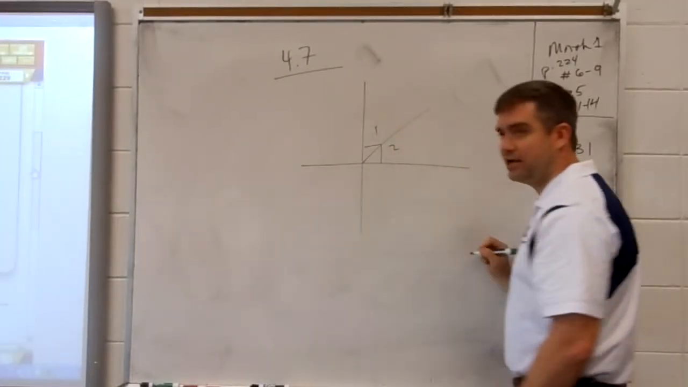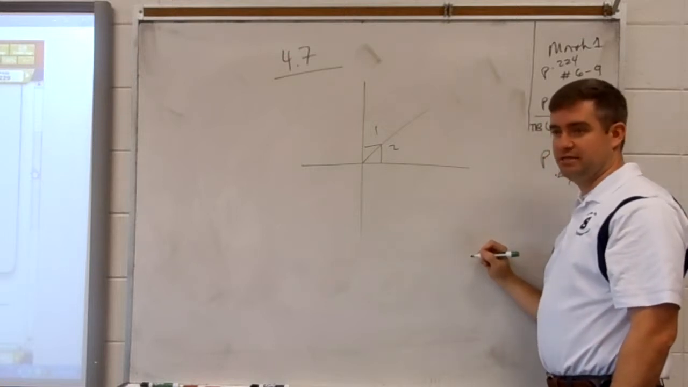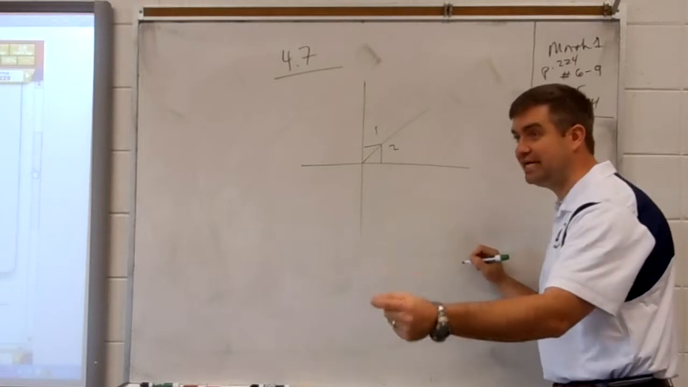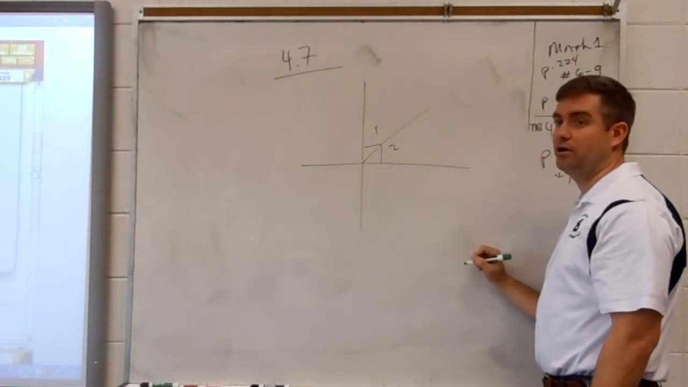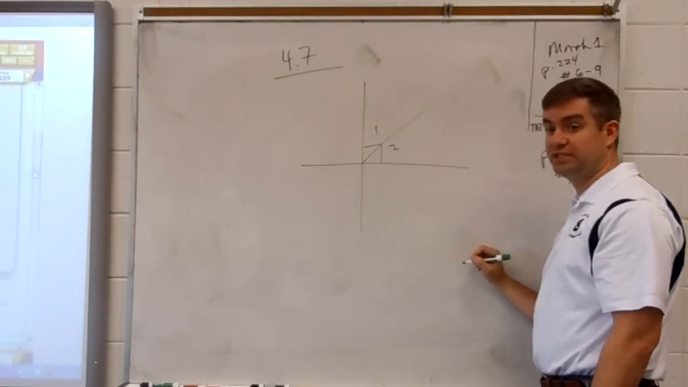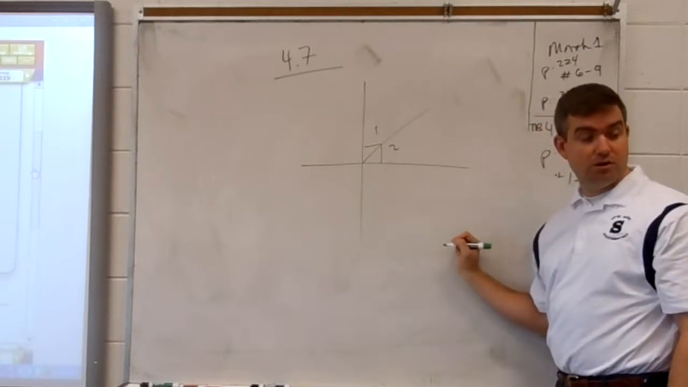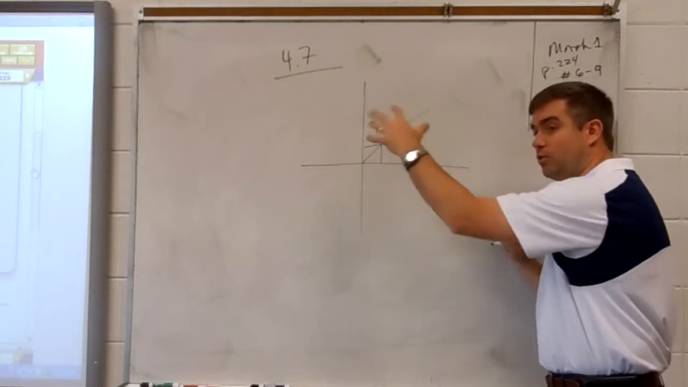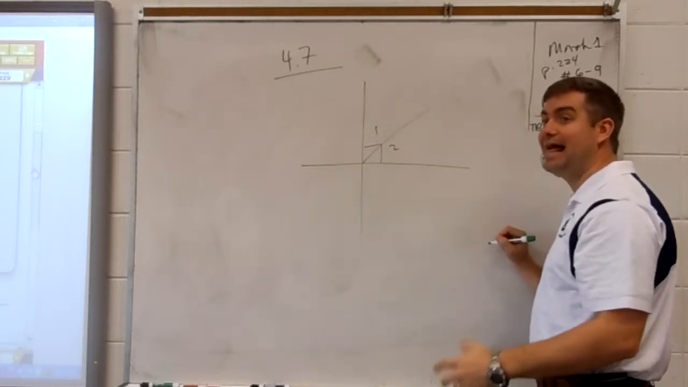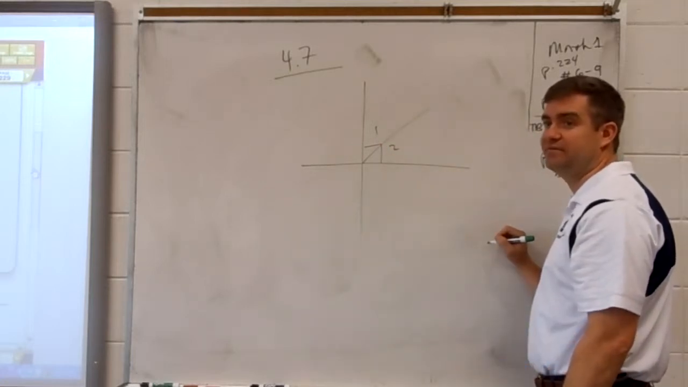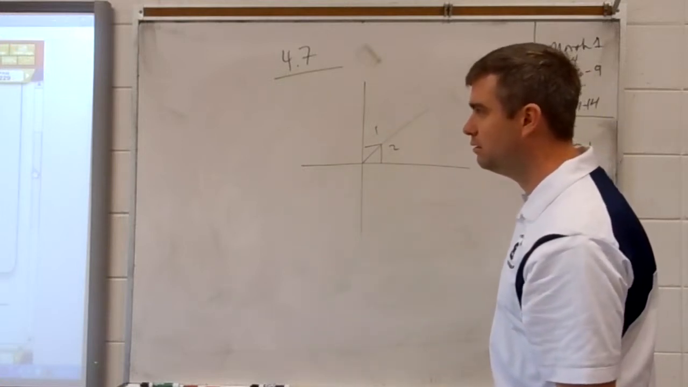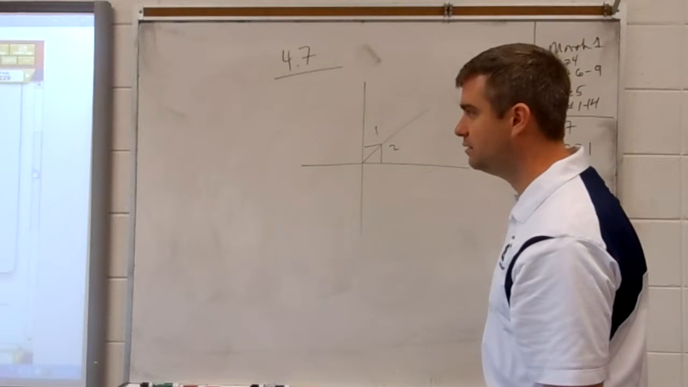Adjacent are these two angles. I'll put numbers there. Are angle 1 and angle 2 adjacent? Yes, they are. Are angle 1 and angle 2 acute? Because it says adjacent acute angles. Yes. What's the definition of acute? Less than 90 degrees. So angle 1 and angle 2 are adjacent. Angle 1 and angle 2 are acute. Then the last constraint on the definition is that angle 1 and angle 2 are what? Complementary.